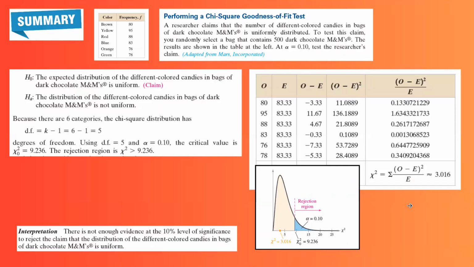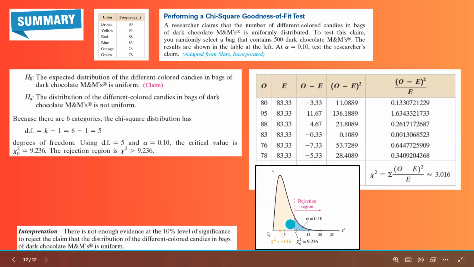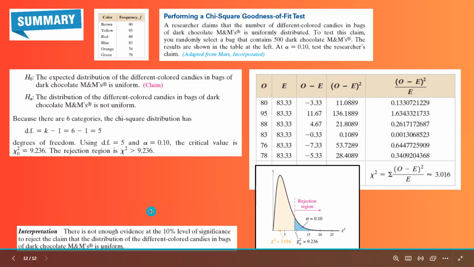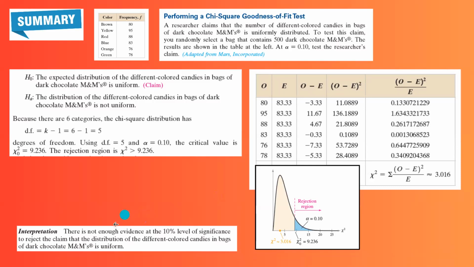Very good. So as you can see, your chi-squared is outside the rejection region, and you're going to fail to reject the null hypothesis, or you're going to support the null hypothesis. There is not enough evidence at the 10% level of significance to reject the claim that the distribution in the bag is uniform.